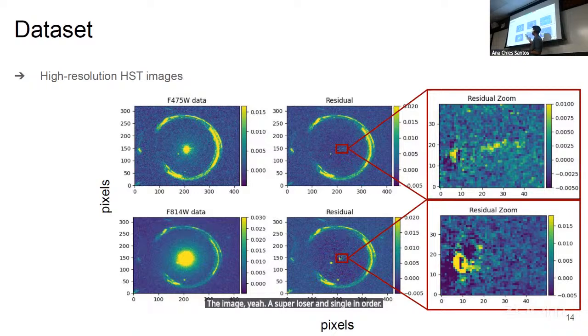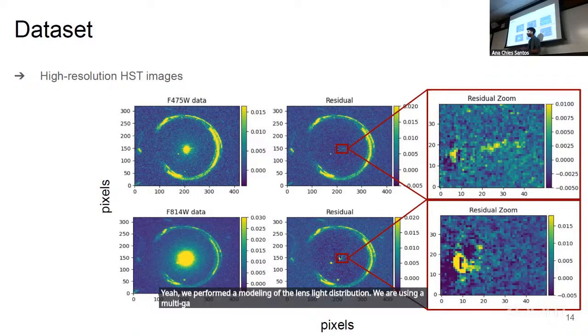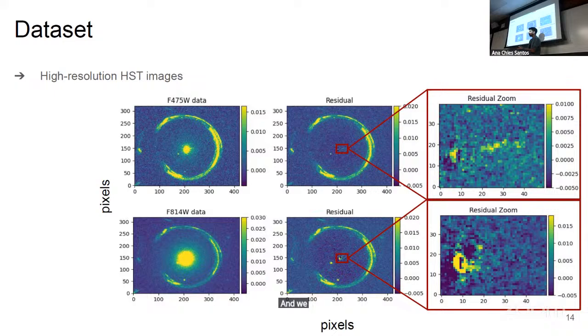Yeah, we perform a modeling of the lens light distribution. We are using a multi-Gaussian expansion parameterization. It's just a way to parameterize the light distribution. And we remove the lens light, subtracting the model of the lens light. So this is the residual.